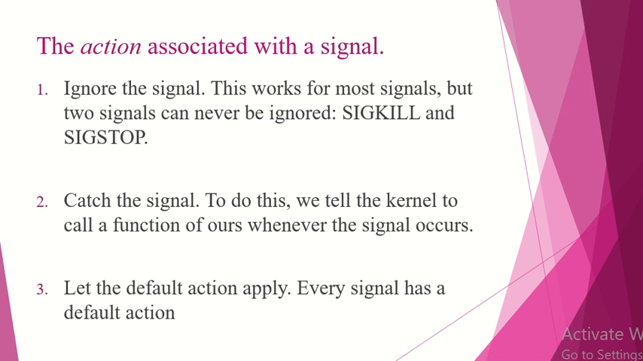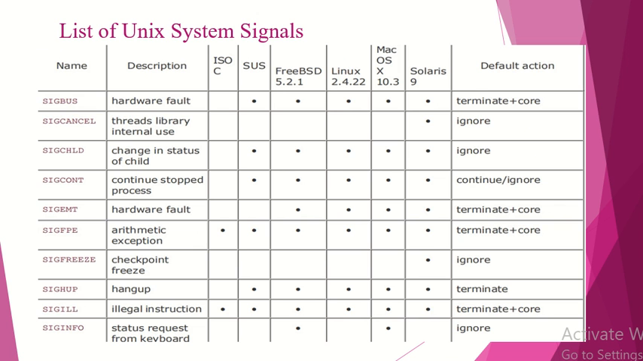The second action we can take with the signal is to catch the signal. To do this, we tell the kernel to call a function of ours whenever the signal occurs. Whenever a signal occurs, we can catch that signal. The third action is to let the default action apply. Every signal has a default action, so we let the signal do something, some action on it.